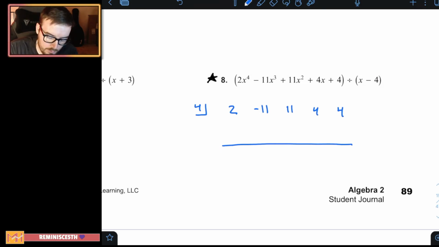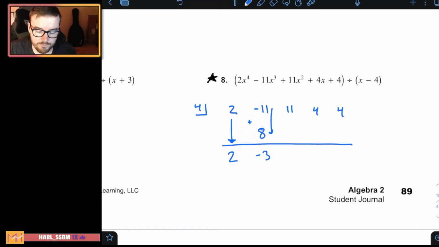The first step, bring down the very first coefficient, 2 in this case. Then take that number and multiply it by the number in the box. 2 times 4, 8. And then add down. This -11 added with the 8 is -3. And then multiply this number by the number in the box, and you get -12. And then add down. 11 plus the -12 is -1.